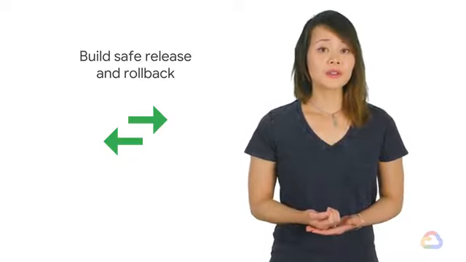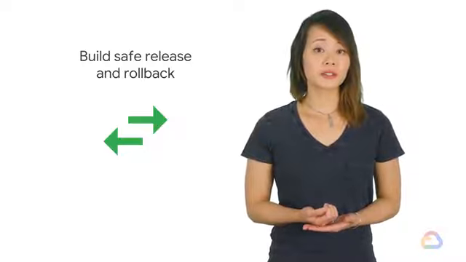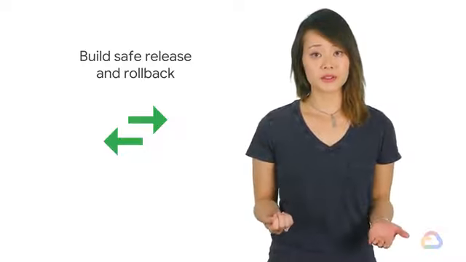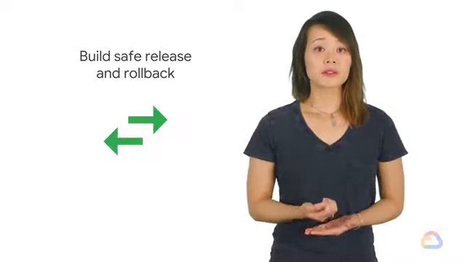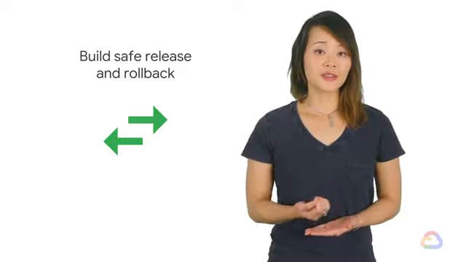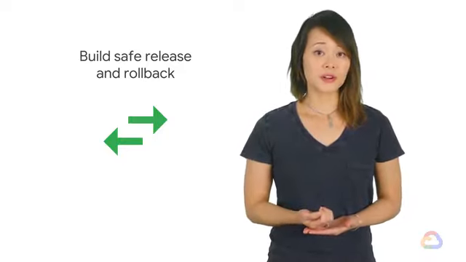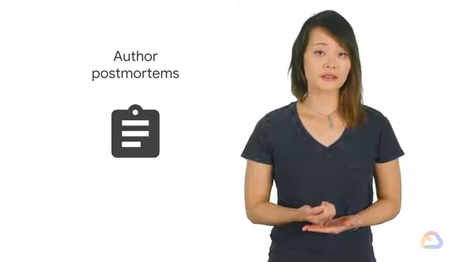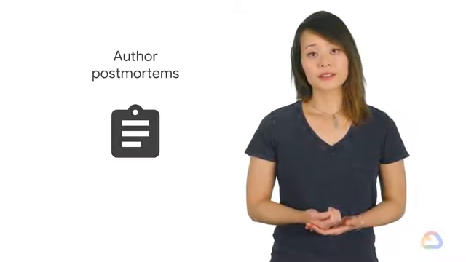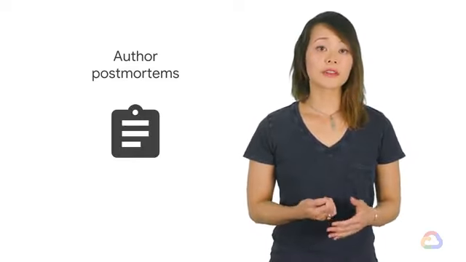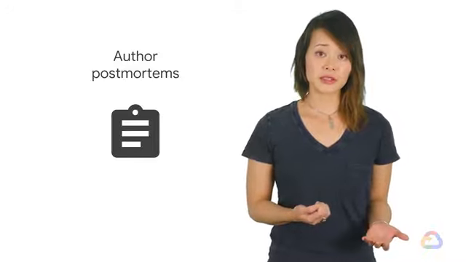Bad pushes happen. That's a fact of life. Being able to quickly revert a release is important for developers, SRE teams, and users. By building safe release and rollback systems, you end up reducing the amount of human error involved in the push or rollback.